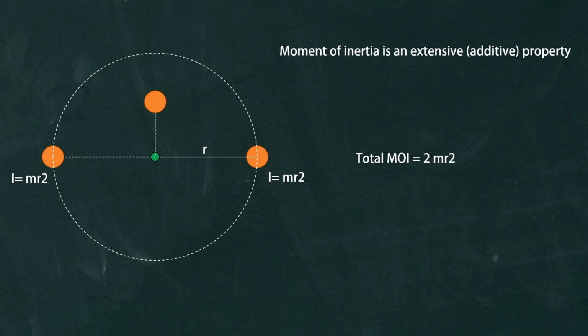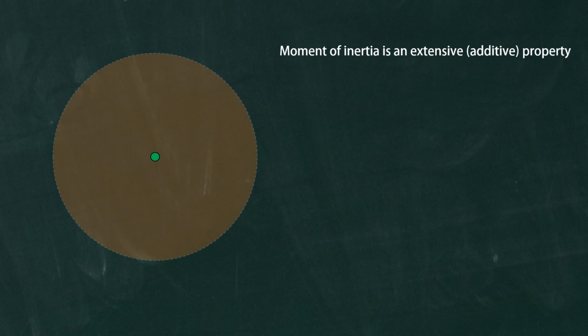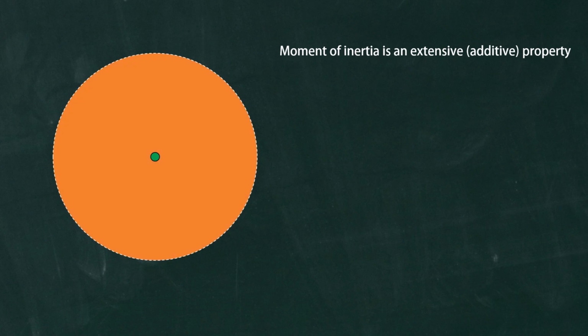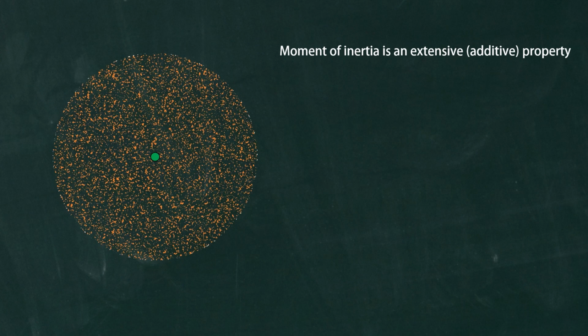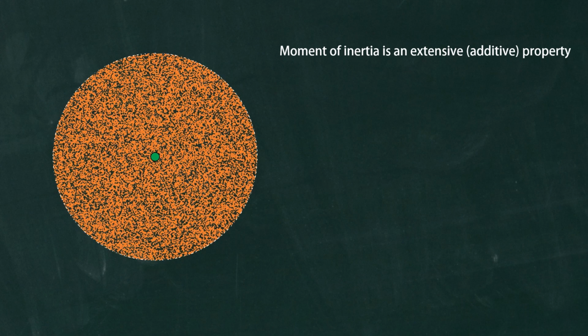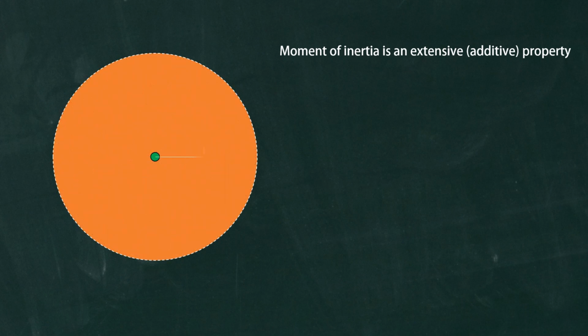If there is one more mass at half of the radius, then it will become mr² plus m(r/2)². Now suppose this is a rigid body like a disk or cylinder, then there are infinite point masses. So instead of adding them, we integrate to find the total moment of inertia.